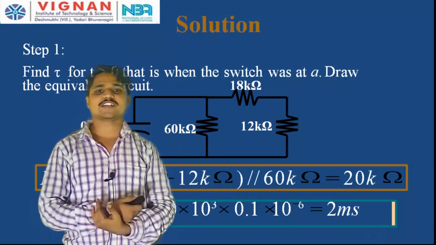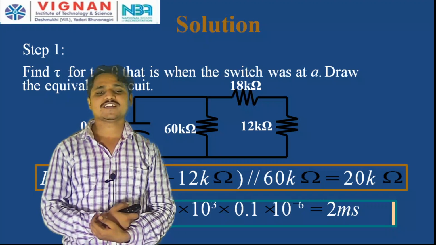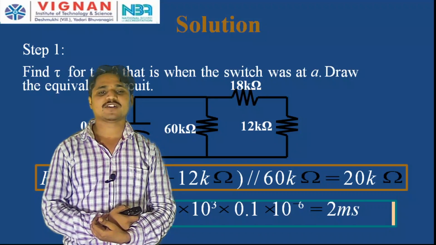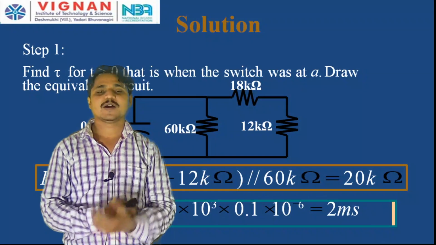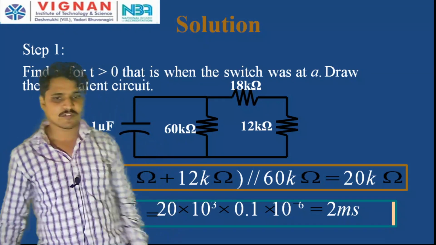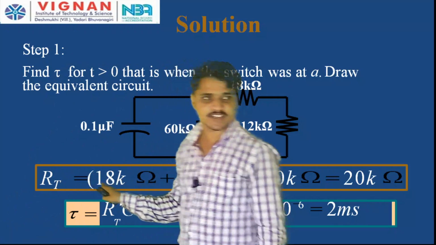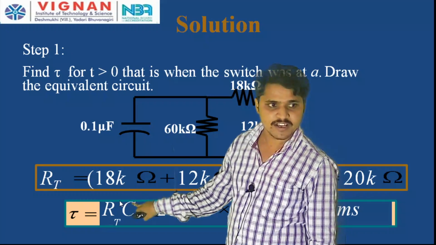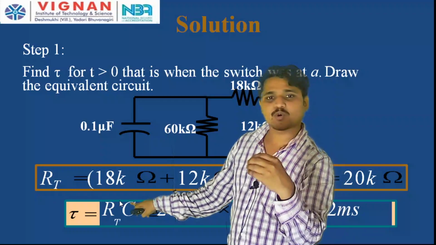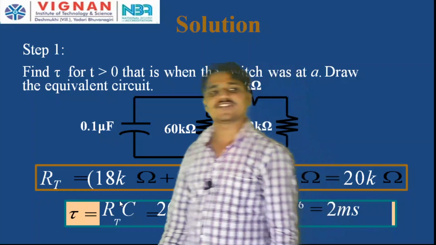Now, we have to find the time constant of the RC circuit. What is the formula for the time constant of an RC circuit? It is the product of resistance and capacitance. Tau is equal to RC, that is, R total into C, the total resistance and capacitance.